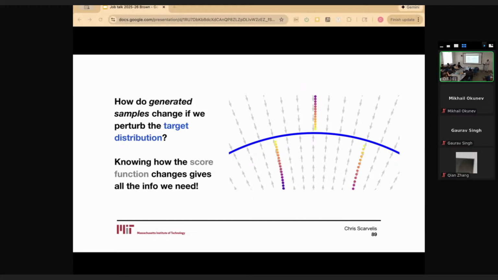Now, in practice, the score function isn't an end in itself. We use it to generate samples. And if you're a practitioner, you might be more interested in predicting how those generated samples would change if you were to perturb the training set. Intuitively, though, since the diffusion model generates samples by flowing noise through a vector field that's defined via that score function, if you know how the score function changes when you perturb the training data, that should give you enough information to predict what happens to the samples that have flowed through that vector field.